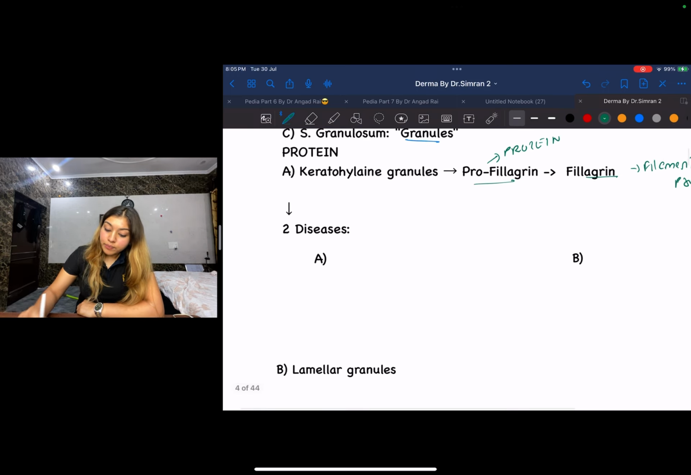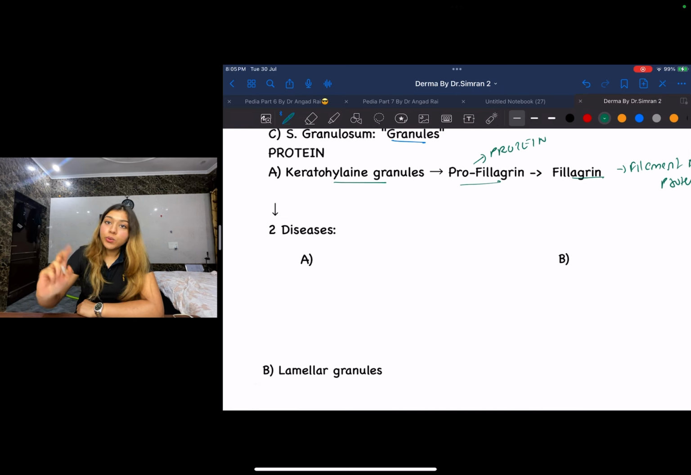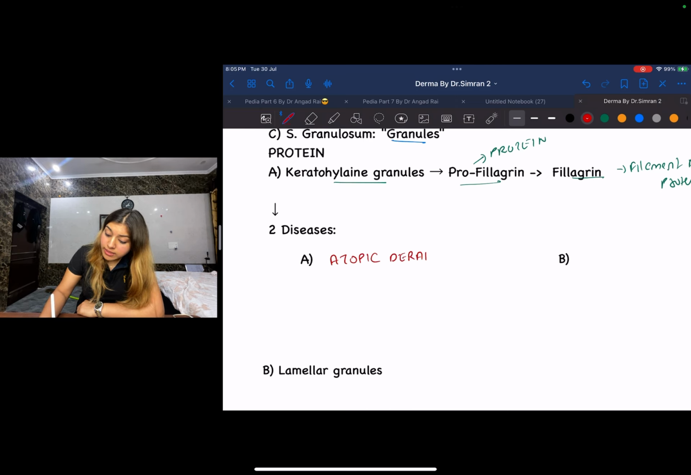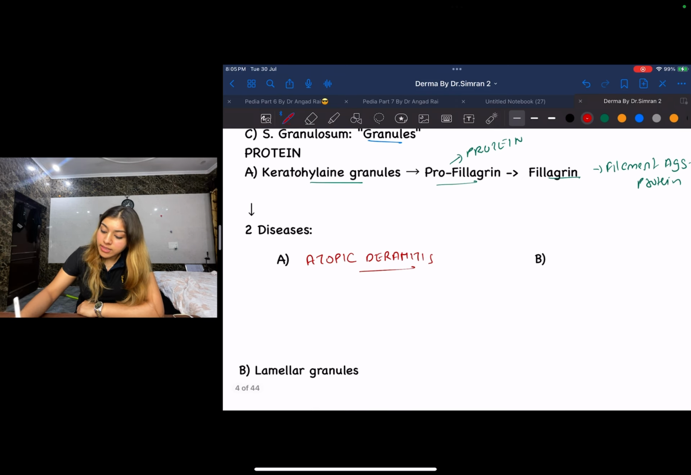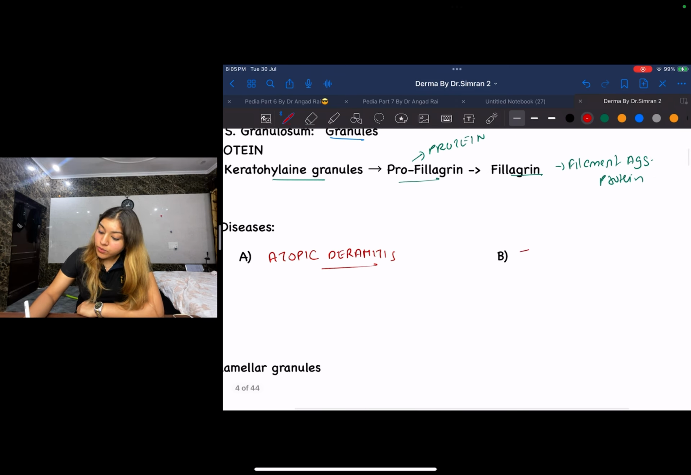Now, with these keratohyalin granules, there are 2 diseases that are associated. One is atopic dermatitis. Okay guys, this is basic, so I'm going to tell you in detail later in further videos. For now, just remember this: atopic dermatitis, and next will be your ichthyosis vulgaris.